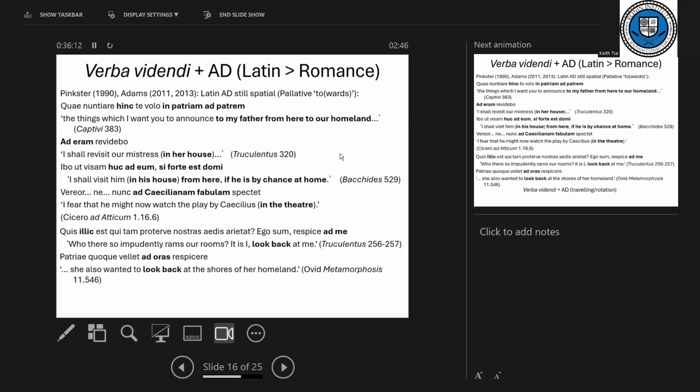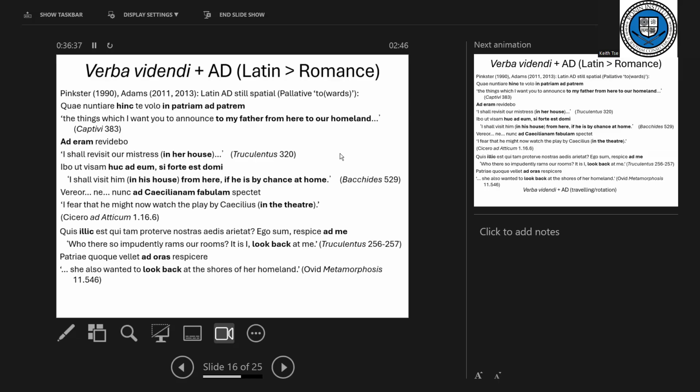Similarly, with the "respice ad me" that I showed on the previous slide, context makes clear that this implies rotation, because in the sentence before that, "quis illic est?", who is there? And so, "ego sum", I am, "respice ad me". So this definitely implies rotation. The speaker is trying to get the addressee turned towards him.